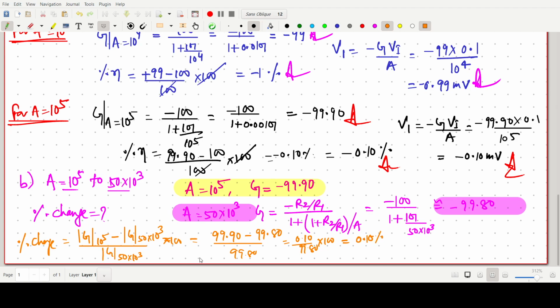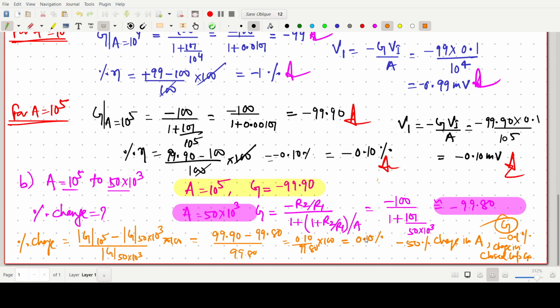What it means is, if there is a minus 50% change in A, the open loop gain, the closed loop gain changes by only minus 0.1%. Even with a 50% change in the open loop gain, the overall change in the closed loop gain is very small.